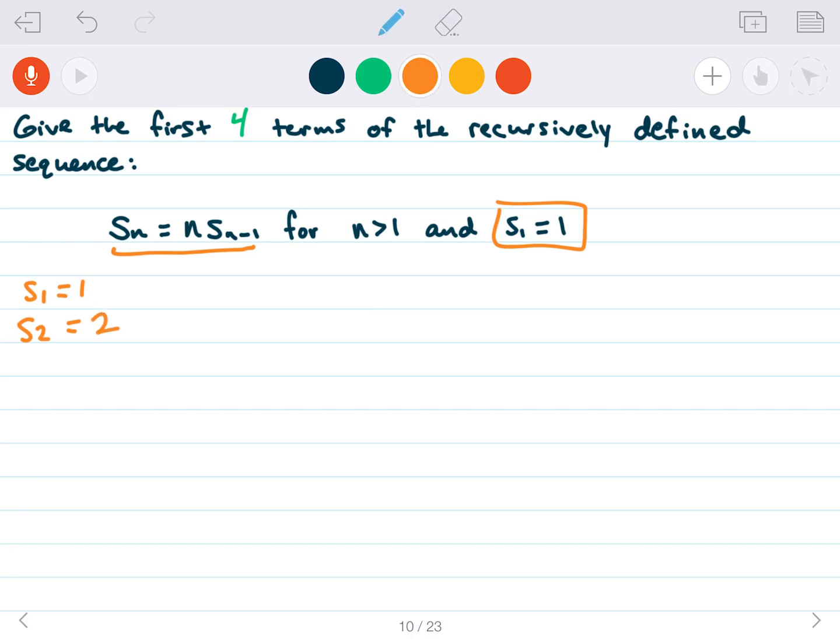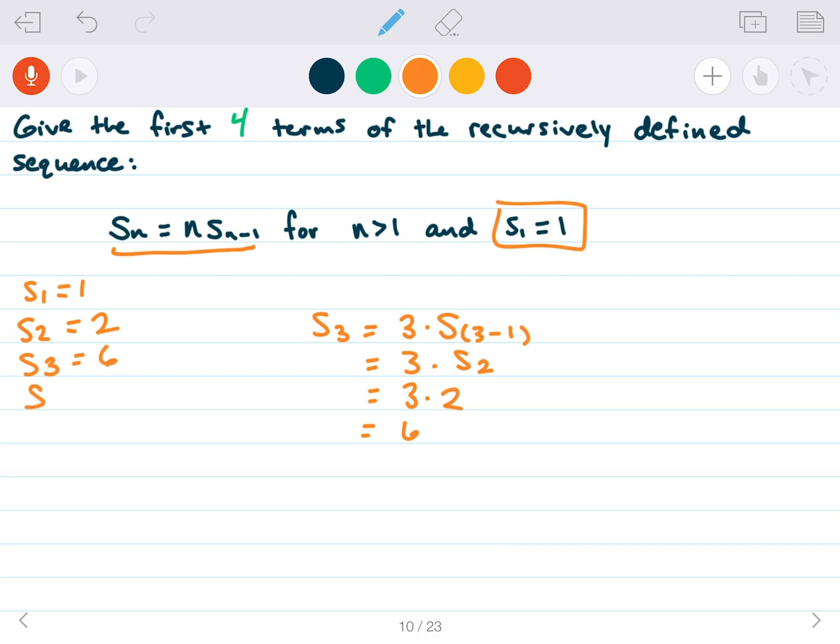Let's find S sub 3. So again, just using the formula, plugging in 3 anywhere I see an n. S sub 3 is 3 times S sub 3 minus 1 in the subscript. So this is 3 times S sub 2. We just found S sub 2. S sub 2 is 2. So we have 3 times 2, which is going to give us 6. So S sub 3 is equal to 6.